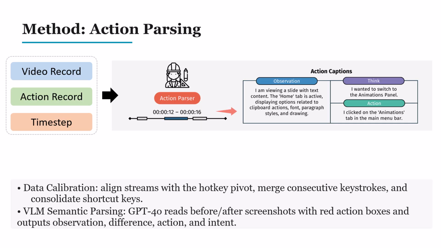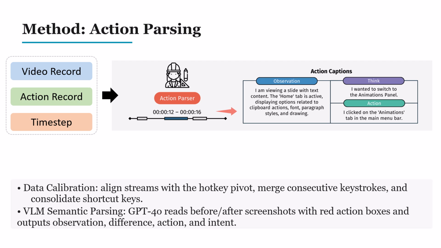After recording, the action parser transforms raw logs and screenshots into semantic action captions. It has two parts. First, data calibration cleans the raw logs. It aligns the action stream with video frames using the hotkey time step, merges consecutive keystrokes within a 1-second window into typing actions, and consolidates modifier keys like Shift, Ctrl, and Alt into shortcut actions.